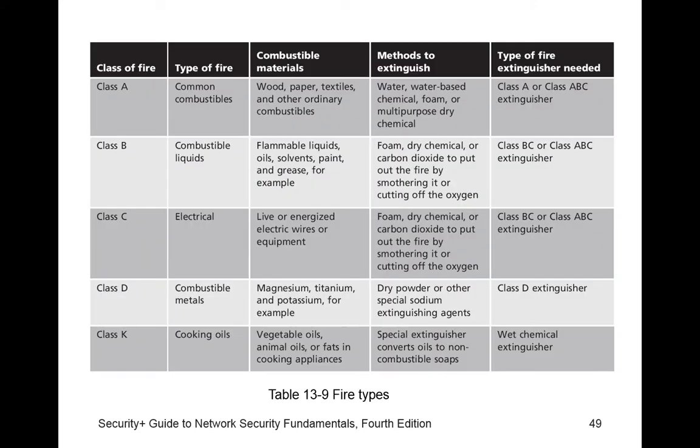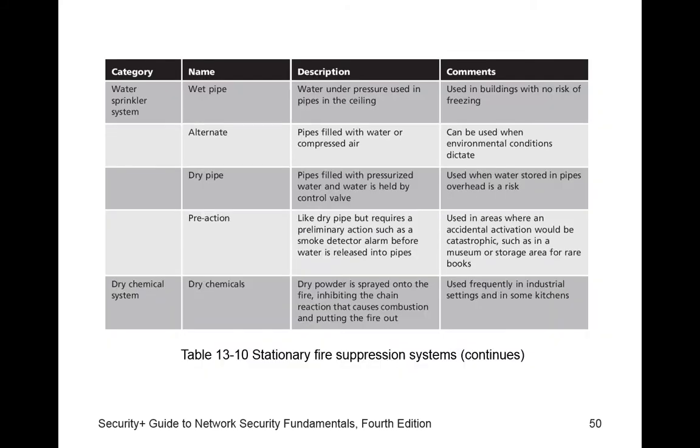You know you have A, B, C, D, and K types of fires. Oils. Water sprinkler systems. You have a wet pipe, which means water's already in the pipe, ready to go in the event the head gets knocked. You have an alternate where pipes will fill with water or compressed air at that time. Then you have a dry pipe, which basically is just pressurized with the water being held back.